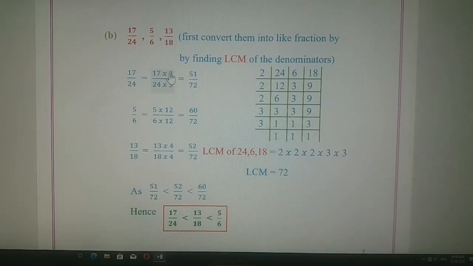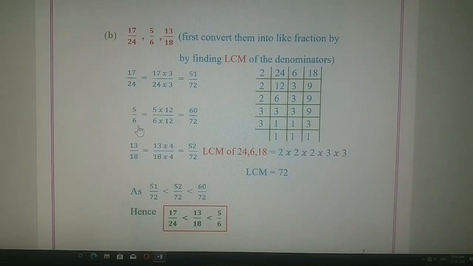Hence the numerator also should be multiplied with the same common factor of the LCM, that is 3. So in the denominator we have multiplied 3, so in the numerator also we have to multiply 3. 17 3s are 51, 24 3s are 72. So the equivalent fraction of 17 upon 24 is 51 upon 72. And we get the LCM integer in the denominator.